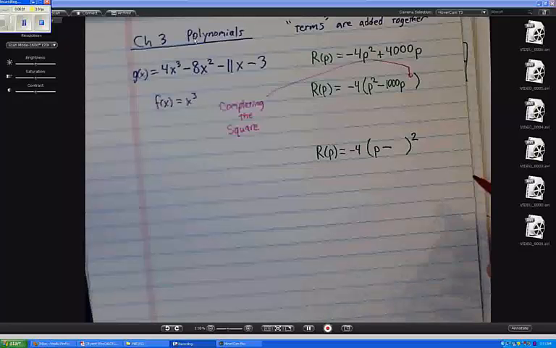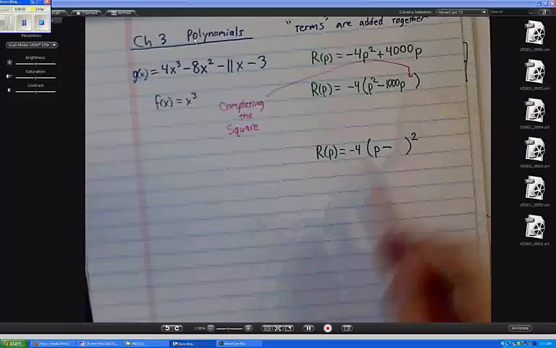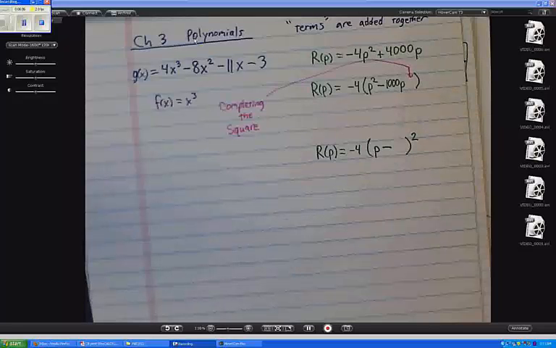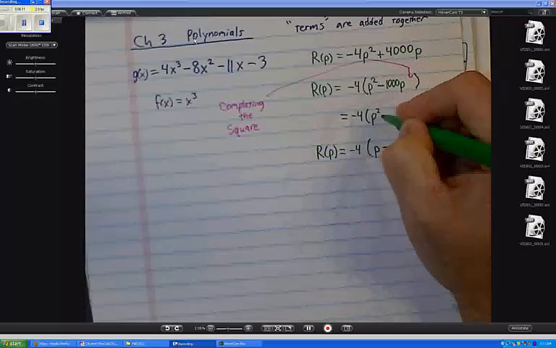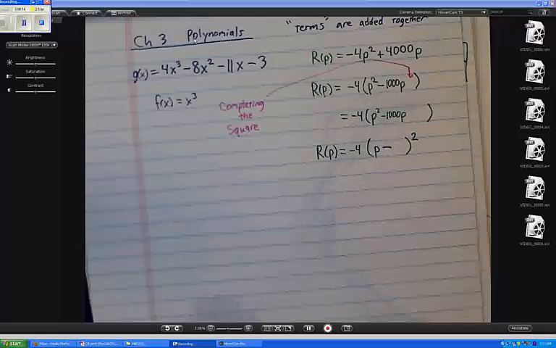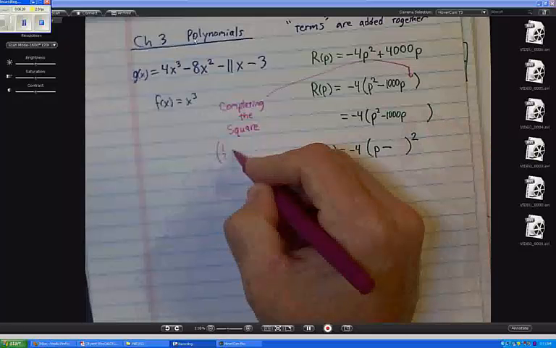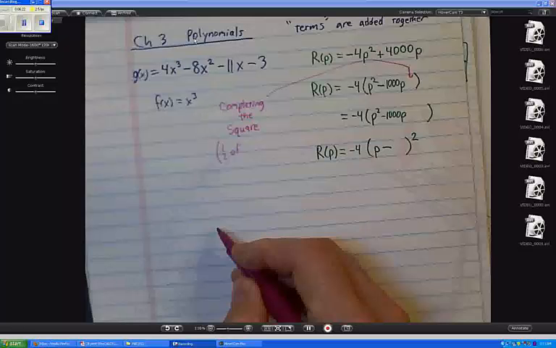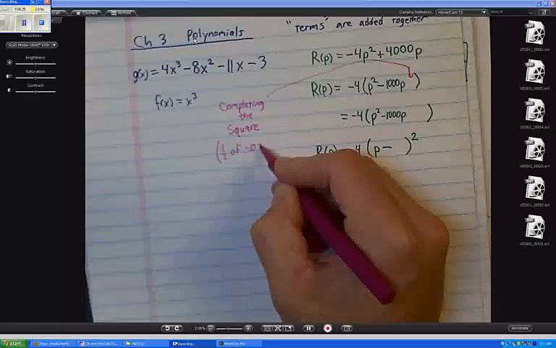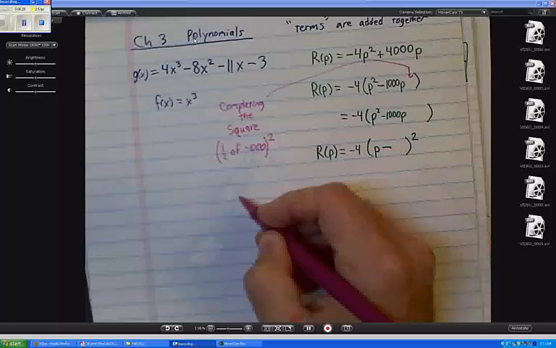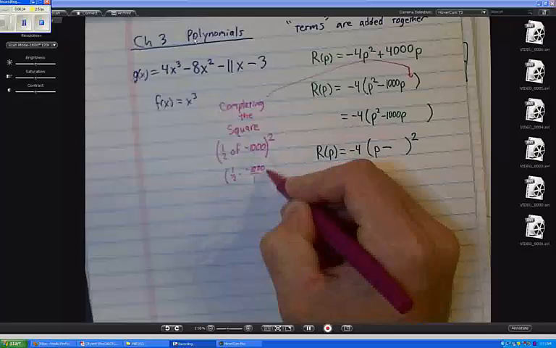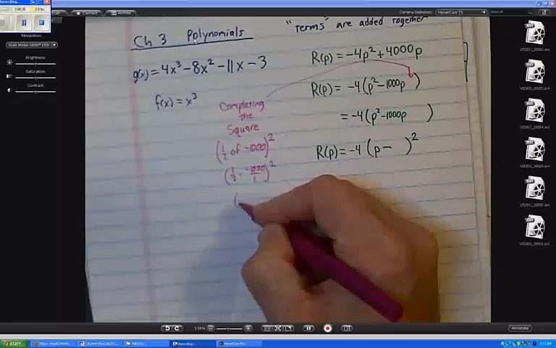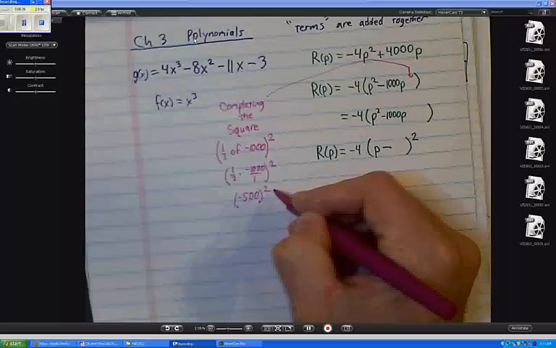Yeah, let's see. Right. So first of all, what goes here in the pink? Well, let me write that. This equals negative 4p squared minus 1000p. Now, what do I put there? Well, what goes there is half of what? Negative 1000 squared. That's right. And of means times, so it's 1/2 times negative 1000 over 1 squared. So it's negative 500 squared.